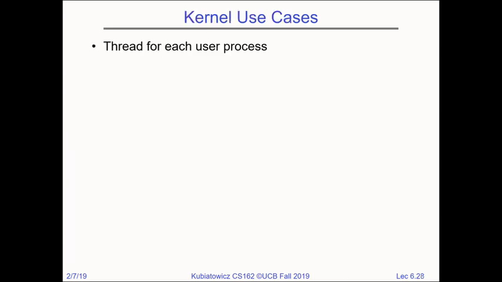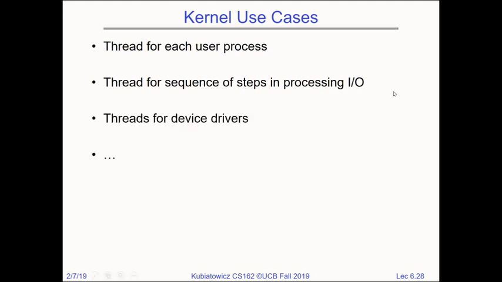Okay, so what are some use cases in the kernel? Some use cases in the kernel are things like a thread for each user process. That is an abstraction where you say, I have the user process, and there's a thread that takes over when we enter the kernel. There might be a thread for sequencing steps in processing I/O. If I've got a device driver that's going to push things out from the file system to the disk or pull things in from the disk, I might actually have a thread to do that. I might have threads for device drivers, etc. So the kernel has a lot of threads in it. That's a new thing, about 20 years.